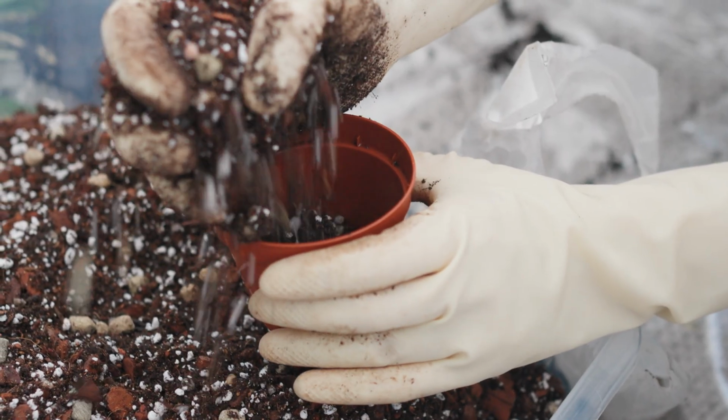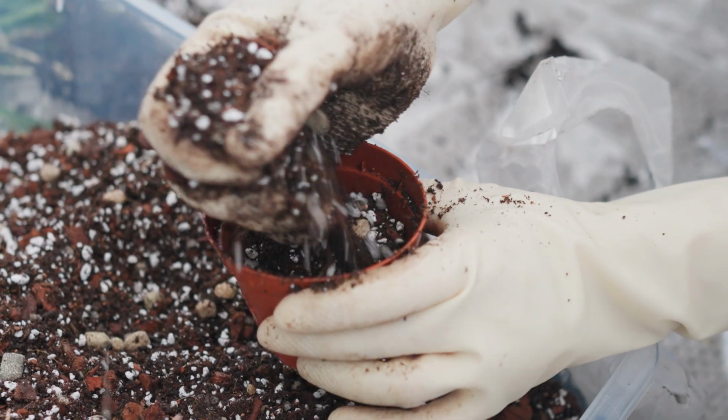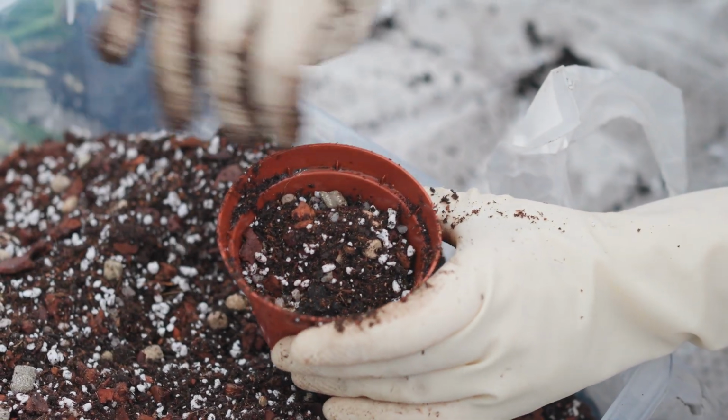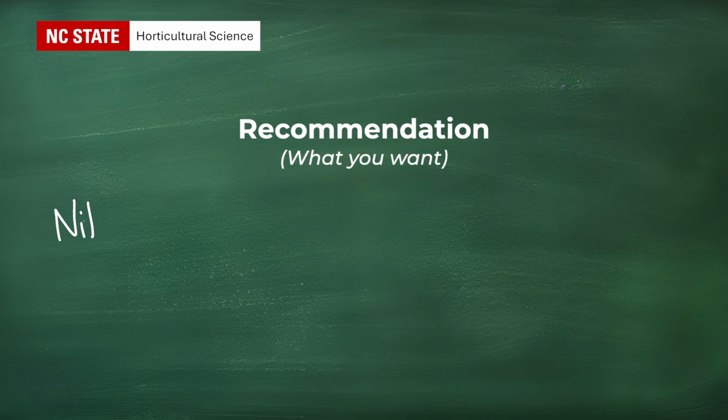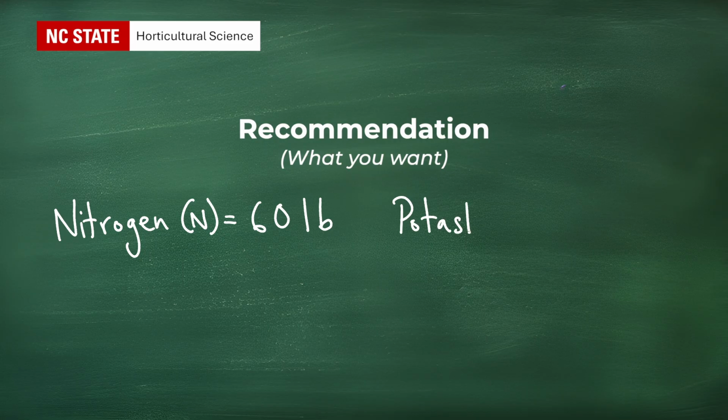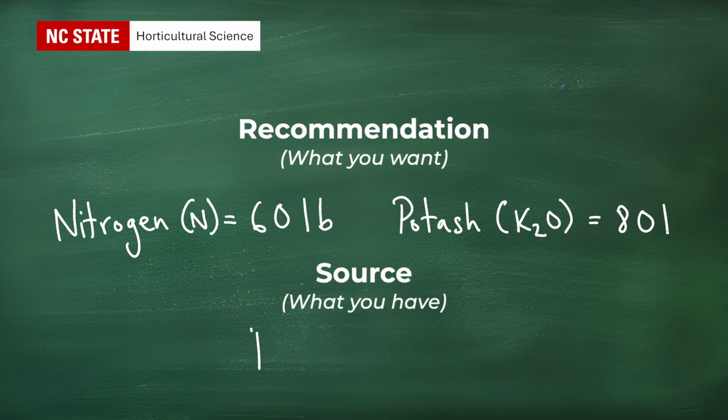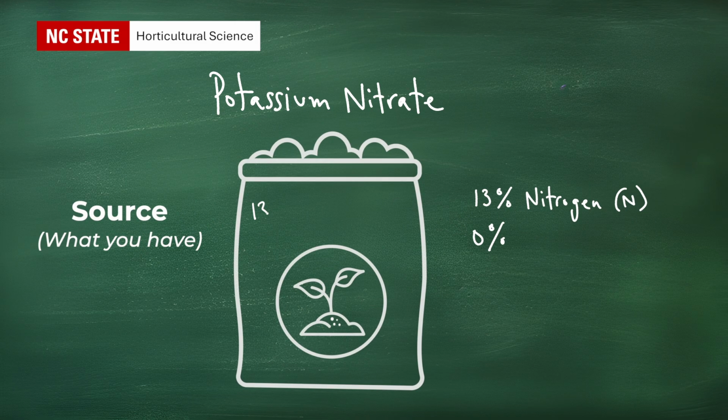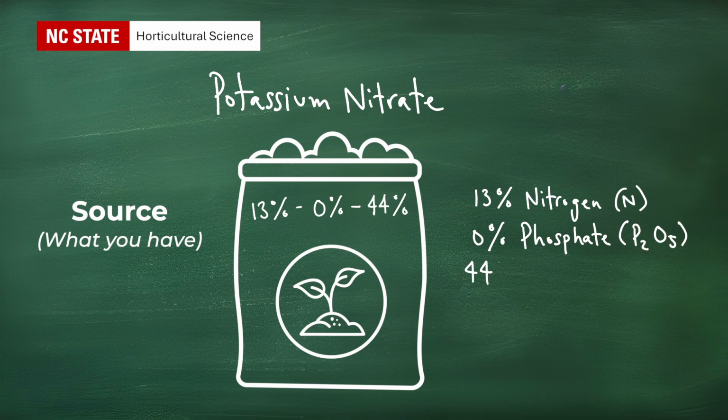When you need more than one nutrient, then things get a bit trickier, because you need to try to combine different sources to get to the final formulation that you're trying to reach. Let's say your recommendation is 60 pounds of nitrogen and 80 pounds of K2O, potash, per acre. If you choose potassium nitrate as your source, there's going to be 13% nitrogen, 0% phosphate, and 44% potash. It will supply 13% nitrogen and 44% K2O.